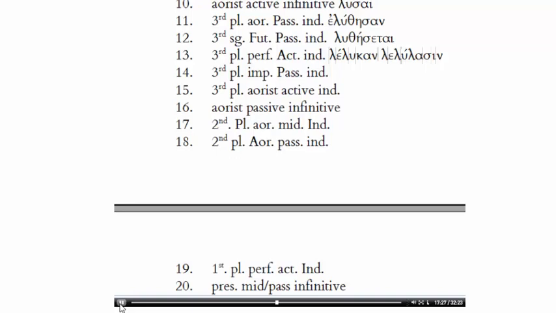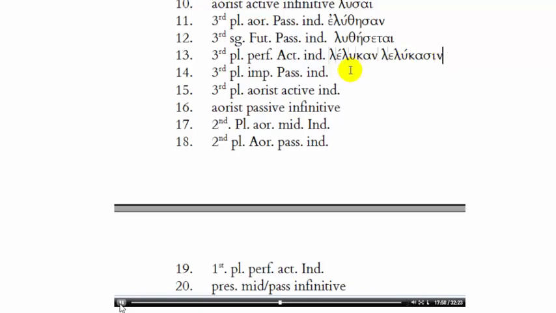Lelukasin. Lelukasin. And why did I put a lambda there? It should be a kappa. Lelukasin. Okay, that's the form we actually do see in John's Gospel, which we'll be reading later. It's not that verb though, but we do see that third plural perfect ending, so be on the lookout for it. I think the lelukan is a little more common.